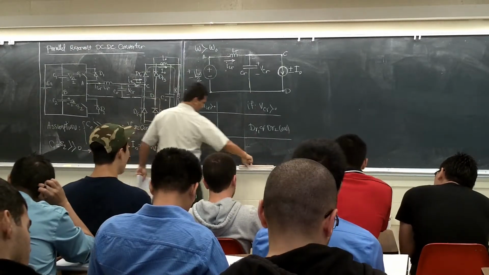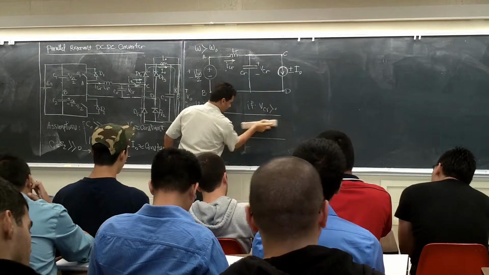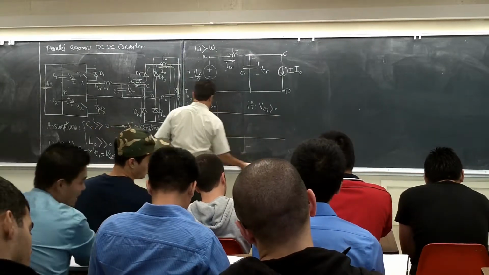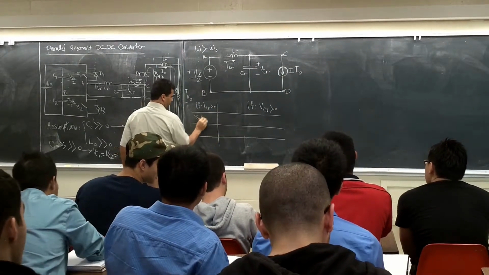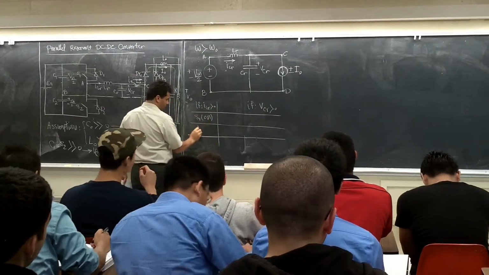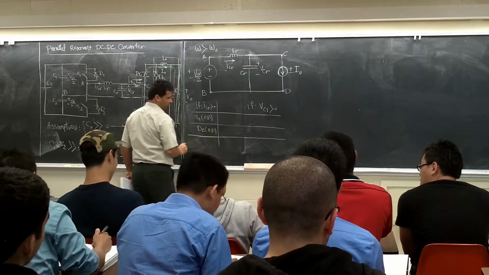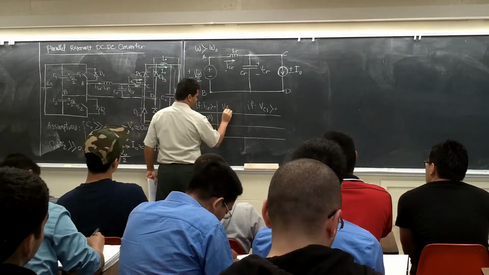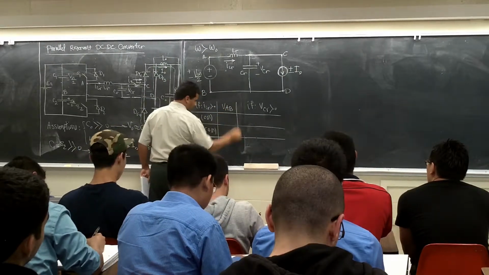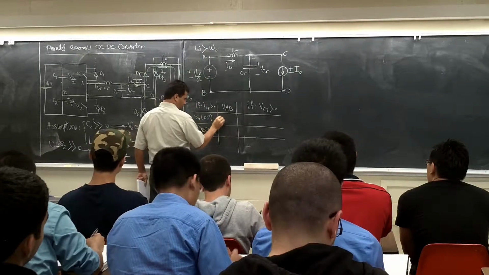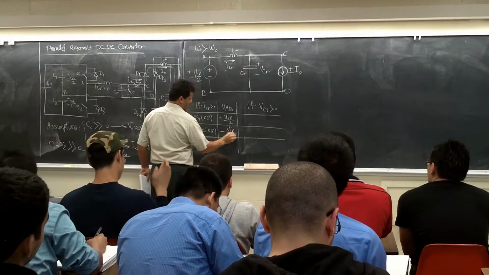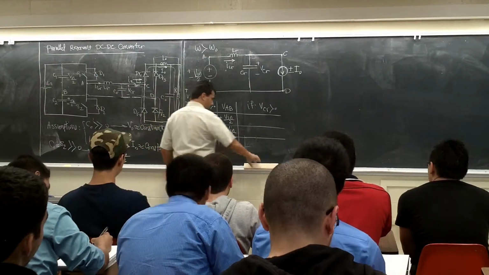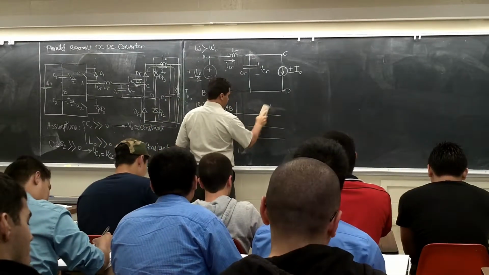So we are going to have two cases, right? Either S1 is on, or D2 is on. In this case, VAB, how much is it if this one is on? This one is going to be plus Vin over 2, and this one is going to be minus Vin over 2, right?